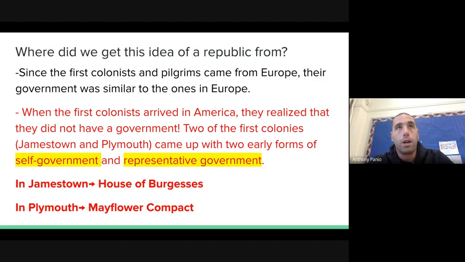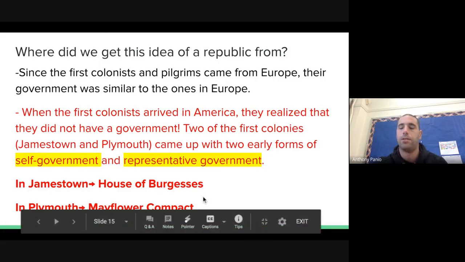Now, we're going to go over a couple things here, but if you could remember, it really should be this simple. If you could remember, Jamestown and the House of Burgesses and Plymouth and the Mayflower Compact had something to do with establishing a republic or a representative government, or had something to do with developing a self-government. I guarantee you'll get every single question about Jamestown and the House of Burgesses and the Mayflower Compact correct. And we'll do some examples really quickly, but this is kind of the setup of it.